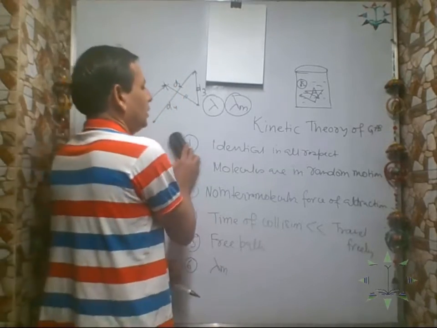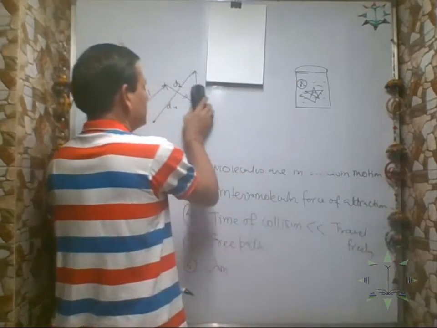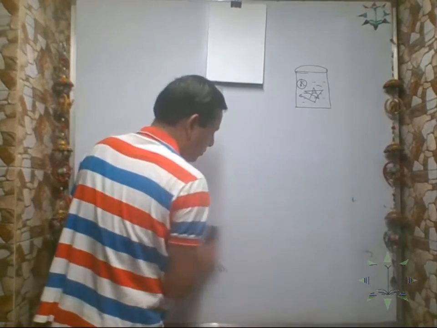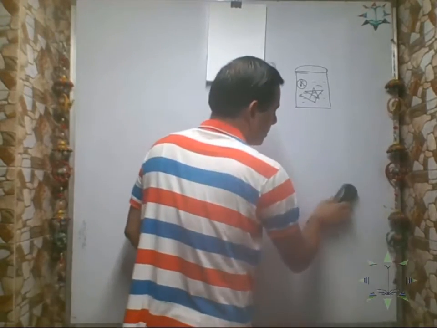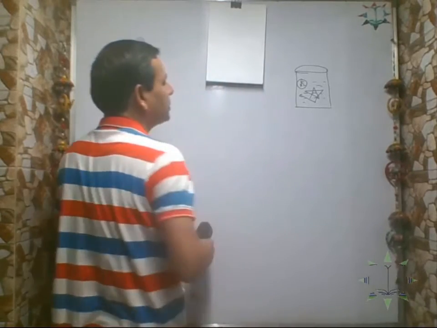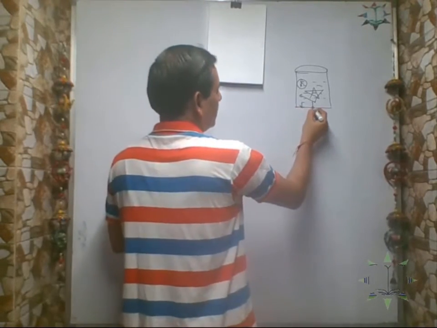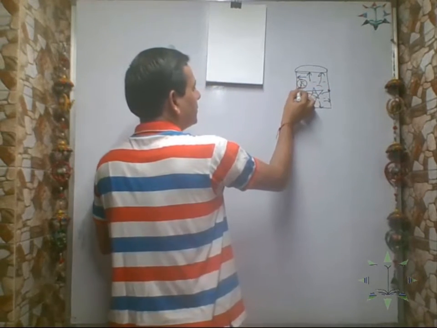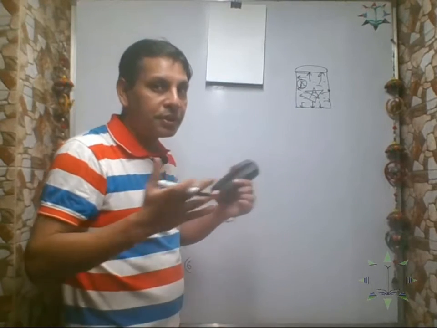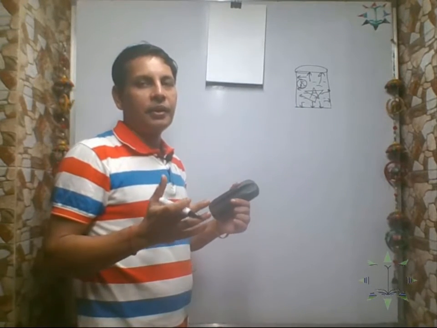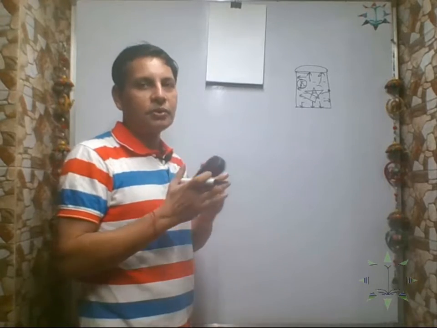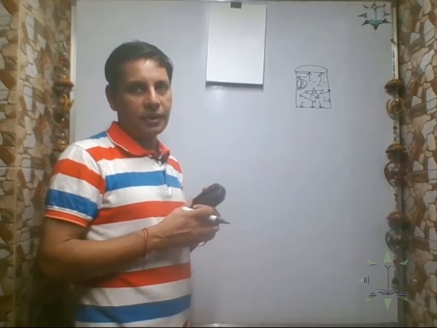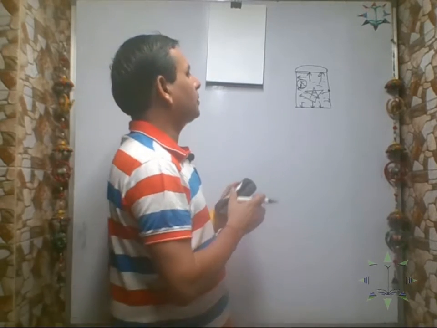Now, the pressure exerted by the gas on the wall of the container is because of what? It is because of the continuous bombardment of these molecules on the wall of the container. These molecules are colliding with the wall of the container, correct? So that is the reason the gas gives pressure to the wall of the container. So the pressure exerted by the gas is because of the continuous collision of molecules on the wall of the container, correct?